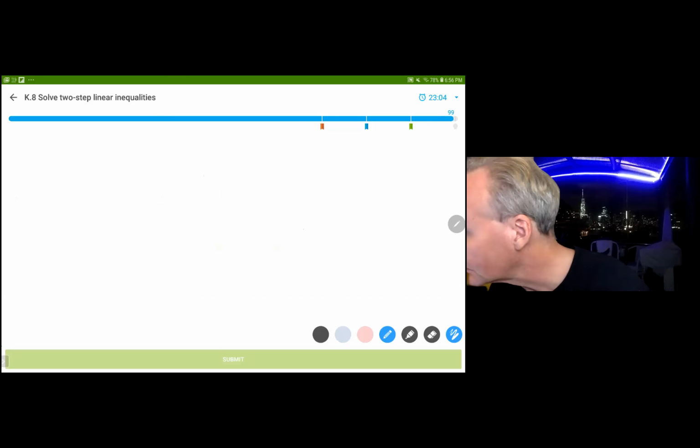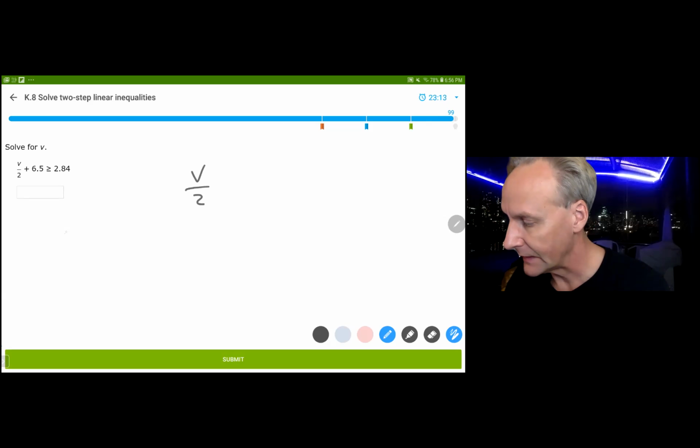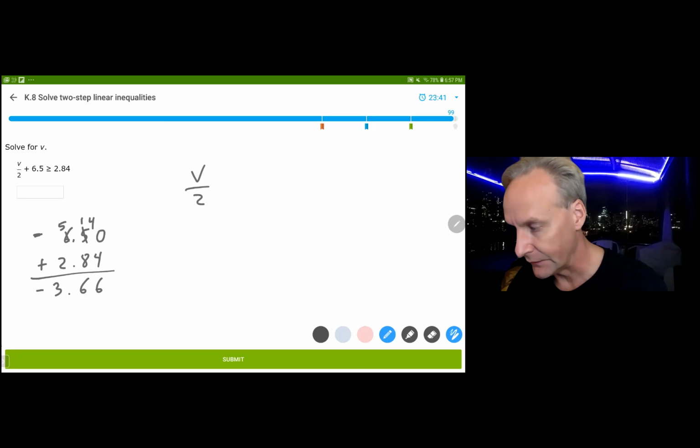And it looks like we have one last one. V over 2. I get to do a little work on the side here. Okay, so I've got 6.5. It's my negative, actually. And I've got 2.84. Now, the signs are different, so I have to take the difference. And the way to do that is to write the bigger one on the top and subtract. So 4 from 10 is 6. I borrowed. And 8 from 14 is 6. And 2 from 5 is 3. And it is negative. This does not change the sign.